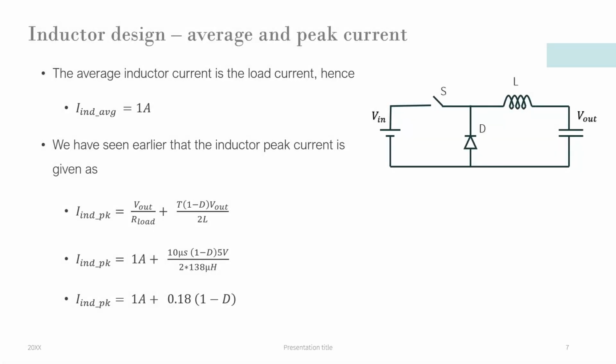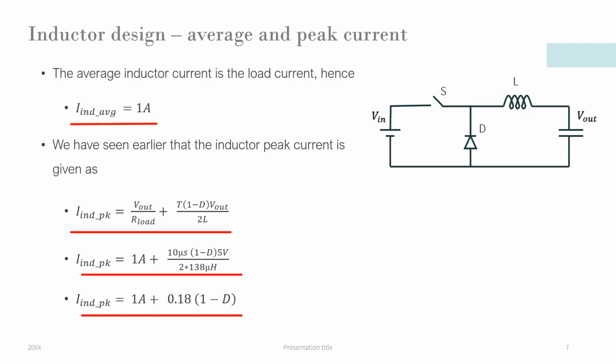Now, output load is 1 amp. We know that inductor average current is equal to load current. Hence, inductor average current is equal to 1 amp. From our previous video, we saw that inductor peak current is given as shown here. On substituting these values, we get 1 amp plus 0.18 into (1 minus D) as inductor peak current.